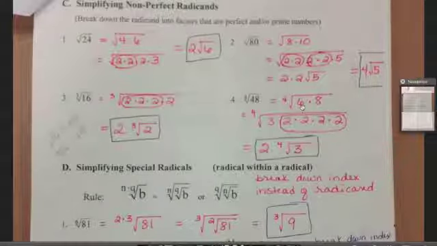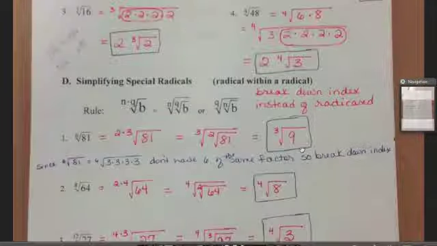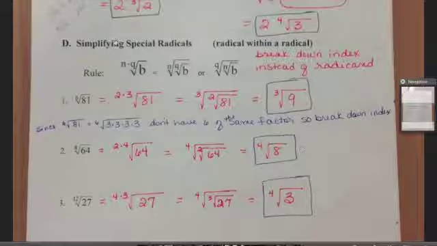Okay, 48. Again, same thing. Break it down. 6 is 3 and 2. 8 is 2, 2, 2. Circle the grouping of 3. That comes out. The 3 stays on the inside. You're good to go. Okay, simplifying special radicals.